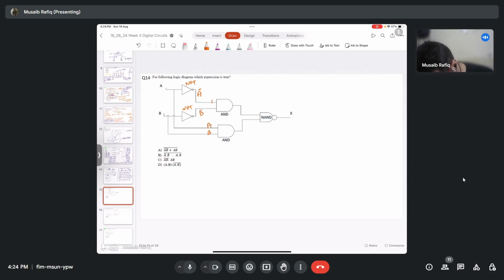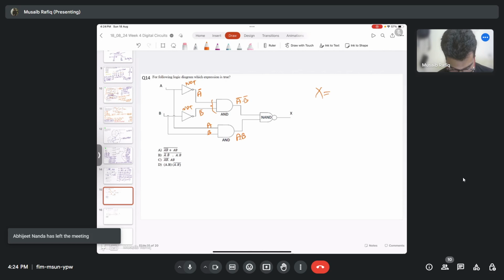So then these two are ANDed, so it will be A bar dot B bar, and these two are ANDed, so it will be A dot B. Then I have my output X equal to A bar dot B bar dot AB whole bar. So it's A bar dot B bar dot AB whole bar. So option B is correct answer.